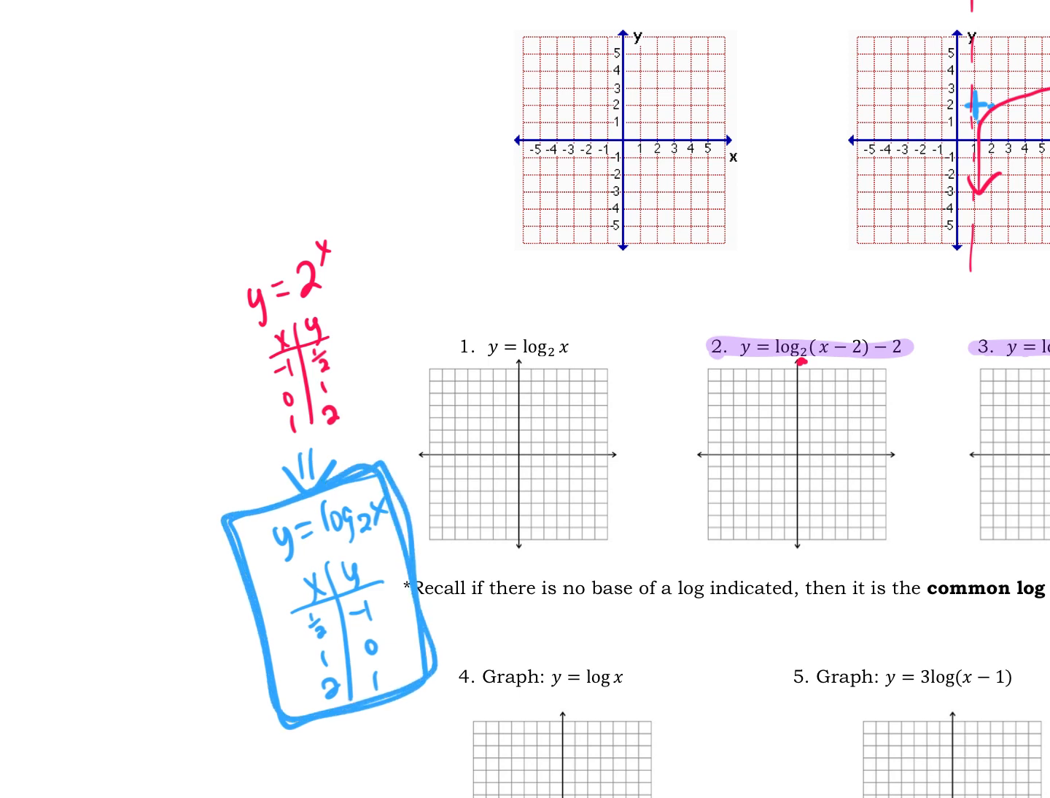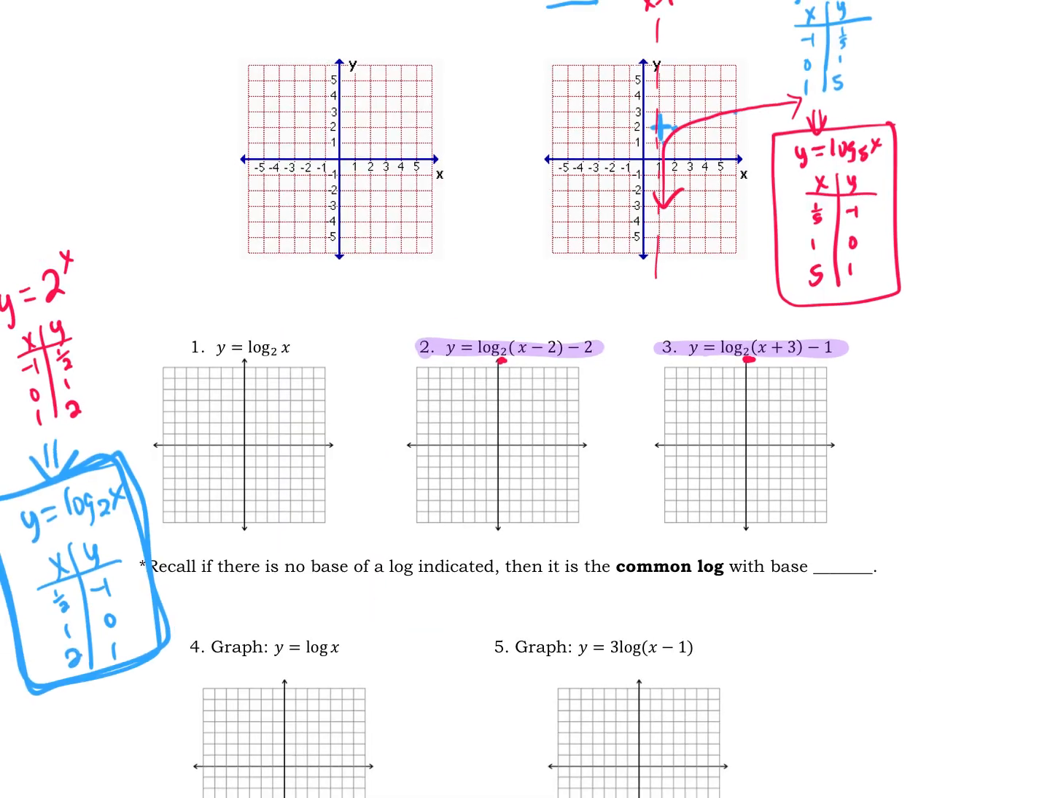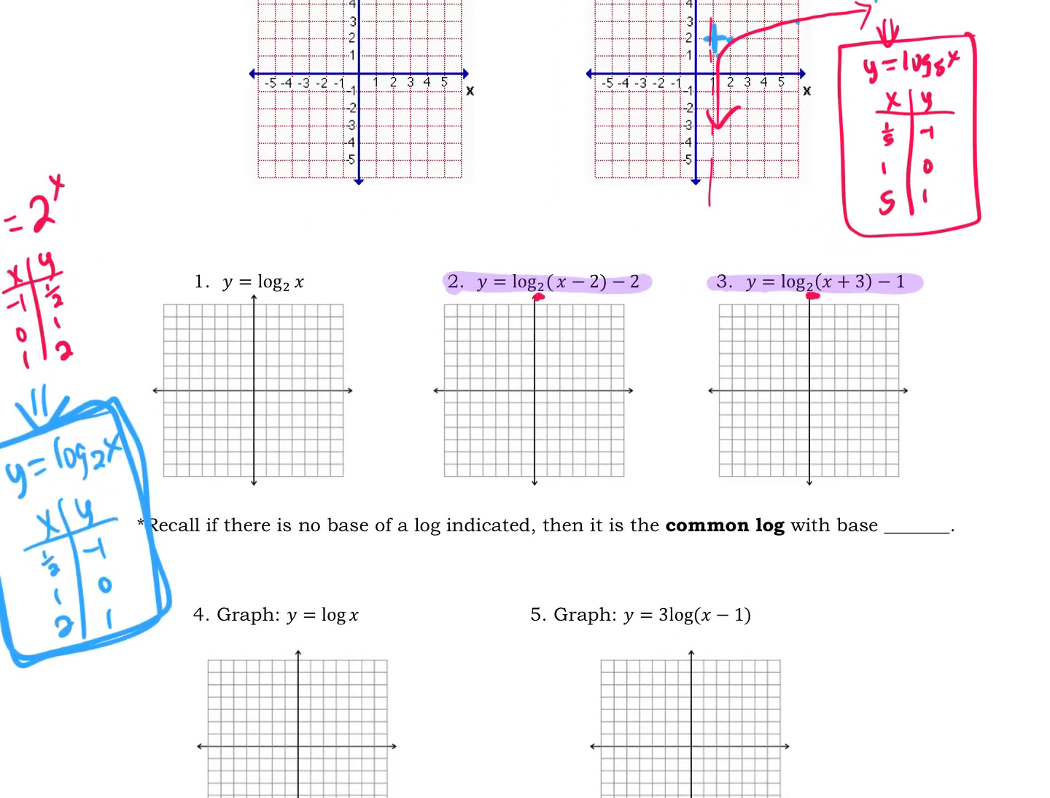Guys, try those two for yourself. You've got your table. Think about what your shifts are going to be.